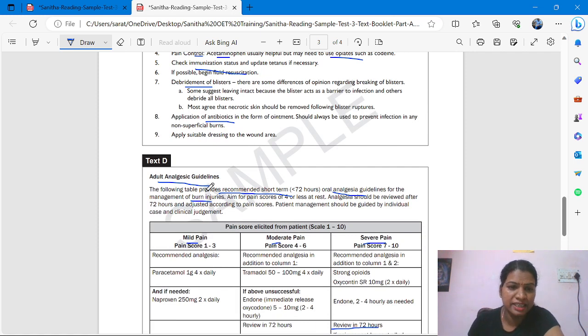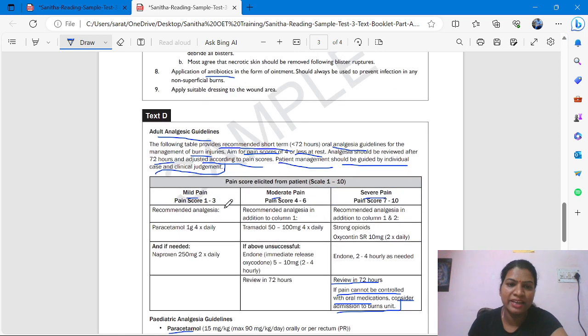Under the analgesic guideline, the following table provides recommended short term, less than 72 hours, oral analgesia guidelines for the management of burn injuries. Aim for a pain score of 4 or less at rest. Analgesia should be reviewed after 72 hours and adjusted according to pain score. Patient management should be guided by individual case and clinical judgment. See, we are getting the answer now.